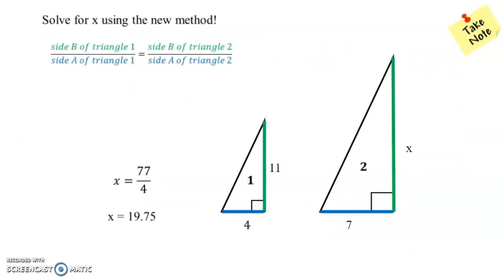Okay, so how can we use this? Well, the first thing you do is set up the equation. So it's going to be 11 over 4 is the same as x over 7. Before, we used to set up 11 over x is equal to 4 over 7. But now we're going to go within the triangle and within the triangle. The reason we're doing this is that as we go further into trigonometry, this is going to be helpful for sine, cosine, tangent ratios. Then from here you cross multiply and you get x to be 77 over 4 or 19.75.